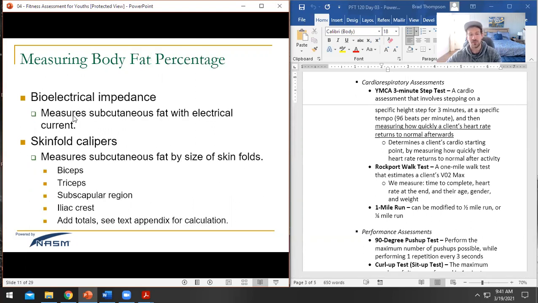So bioelectric impedance measures fat through an electric current. Skin fold measurements do it by measuring your subcutaneous fat in skin folds, right?